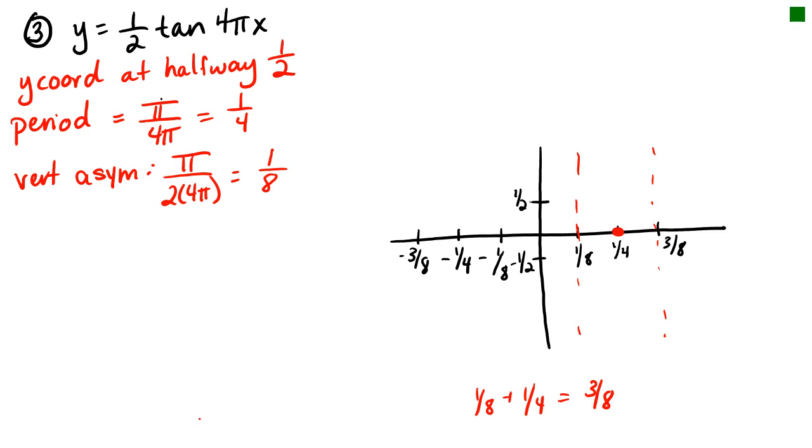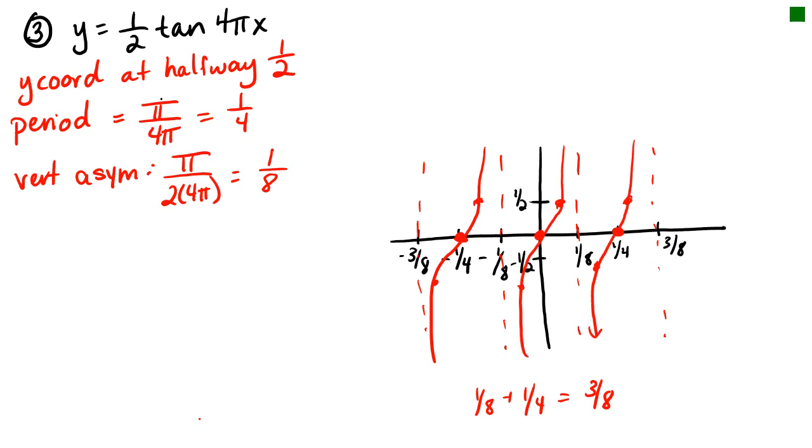Boom, boom. All right, asymptote, asymptote, dot, dot for x-intercepts, halfway, halfway, halfway, halfway, halfway, halfway, and my swishy swish. There we go. I'm glad I did the example.